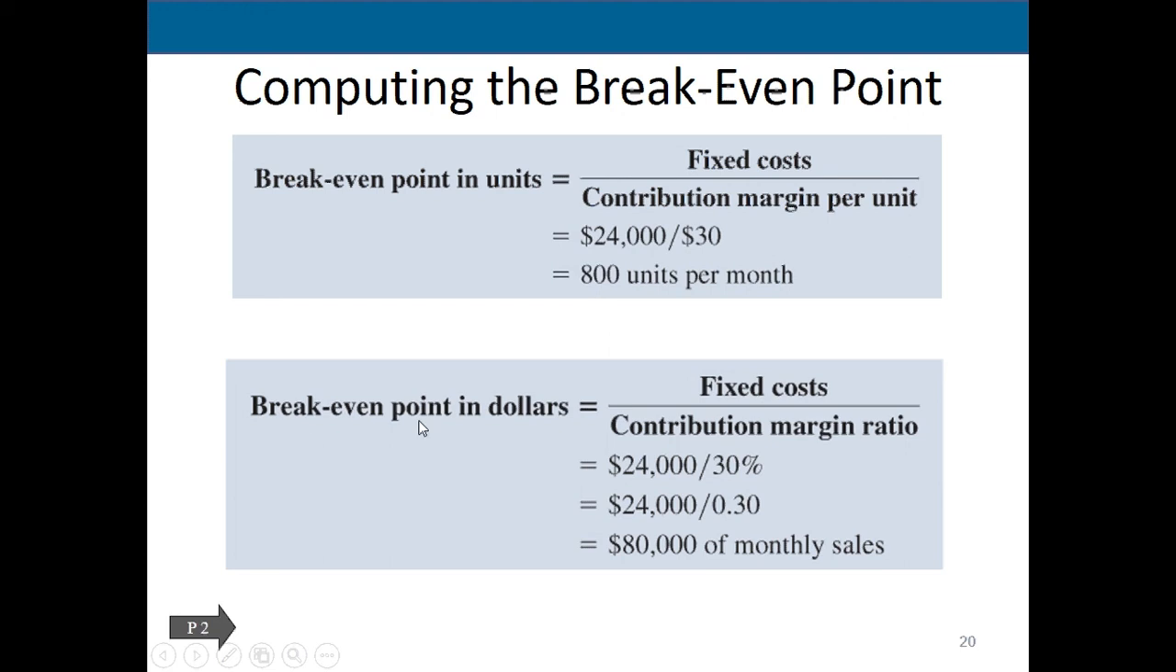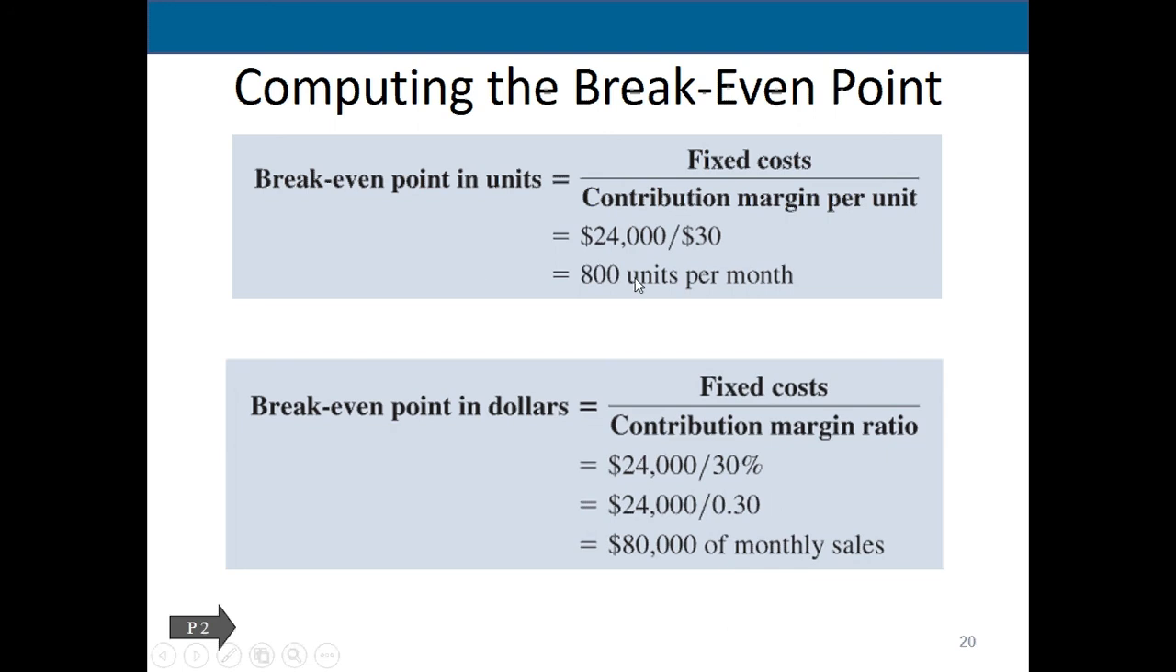Okay? How do we find break-even point in dollars? In the last one, we used contribution margin per unit. In this one, we still start with fixed cost, but we're going to use the contribution margin ratio. Without going back to another slide, do you remember how to figure out the contribution margin ratio? You take the contribution margin per unit, that's $30, and divide it by the selling price per unit of 100. 30 divided by 100 is 30%. So we're going to take fixed cost of $24,000 divided by 30%, change that to a decimal, and it says that we need to sell $80,000 worth of stuff in order to break even.